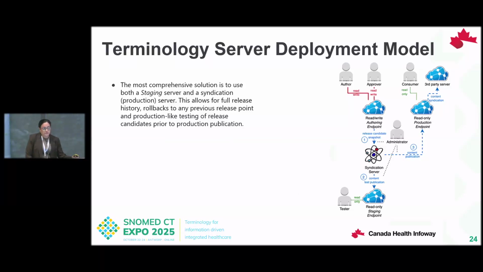And I'll just touch briefly on the deployment model. It's fairly standard. We do an approval pathway. Everything goes to the staging server first for validation and confirmation before we push it to production. And we go through that iteration process until everything is good to go.